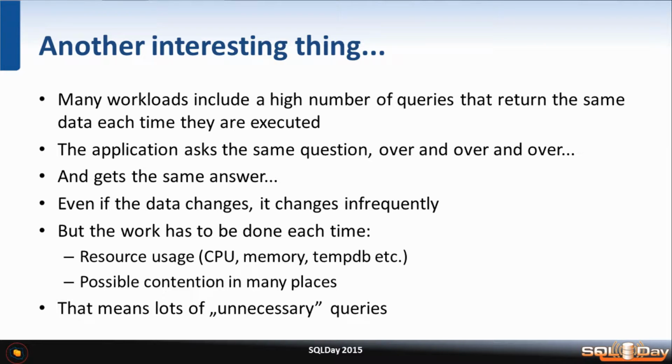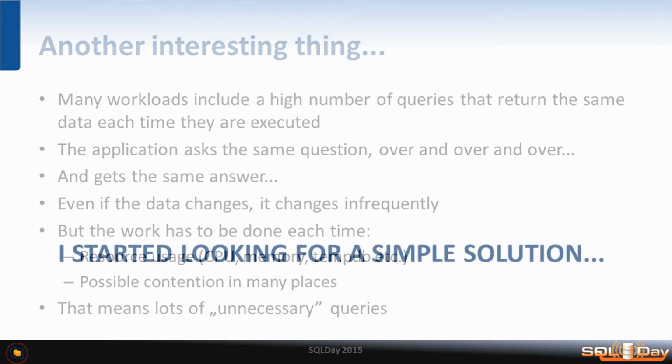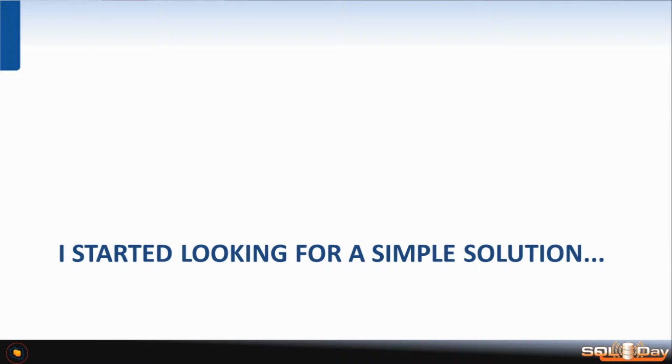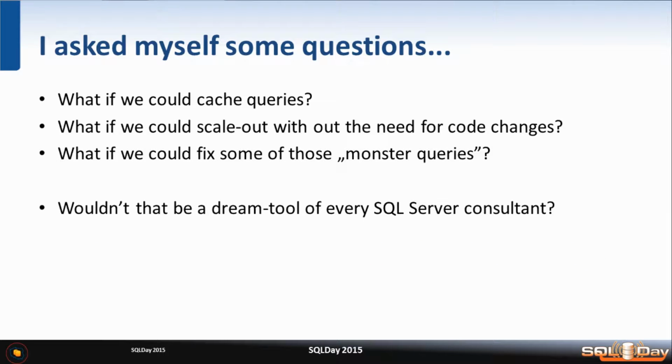So I started looking for a simple solution. I'm a fan of simple solutions. I believe in Occam's razor. You might want to look it up. Occam's razor says that typically the simplest solution or the simplest explanation is the best one. We shouldn't unnecessarily complicate things. So I started looking for a simple solution, and I started asking myself some questions. What if you could cache queries? Like actual query results, without having to run those queries every time. And how would you design a functionality like that?